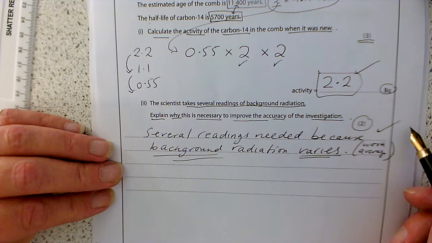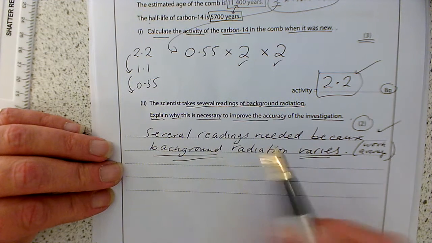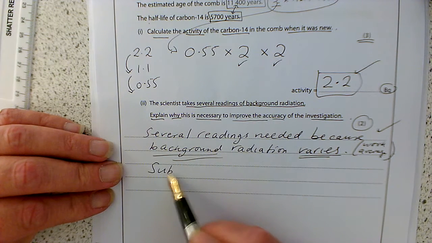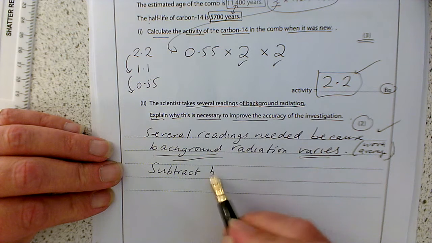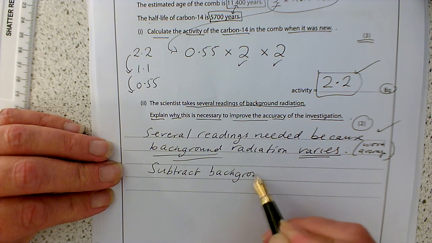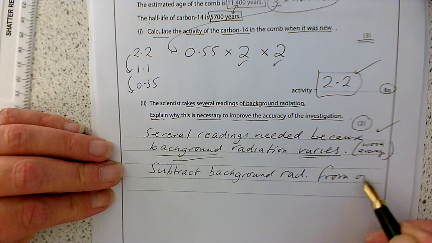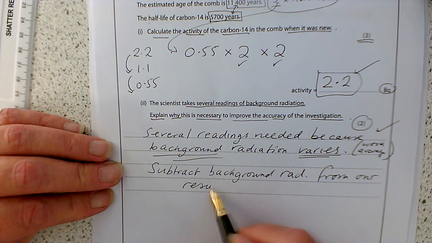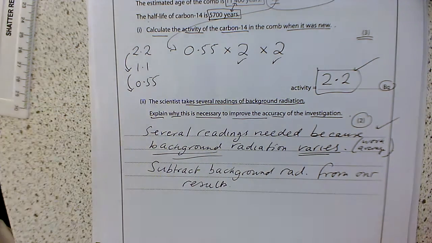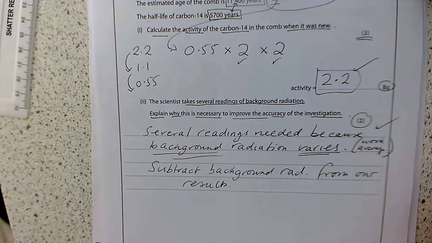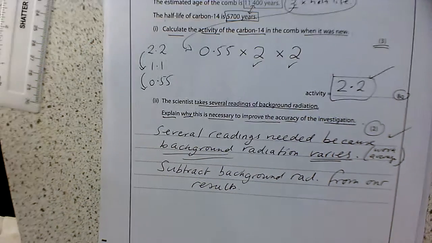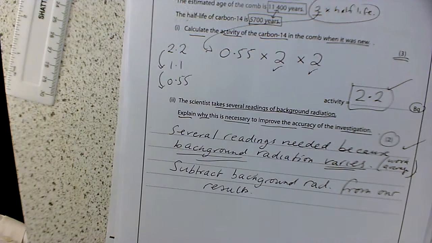And also we need to know the background radiation so we can subtract it from our results. So we actually subtract it out, and then what we're left with is the actual activity. Right, let's move on, because I'm losing the will to live.